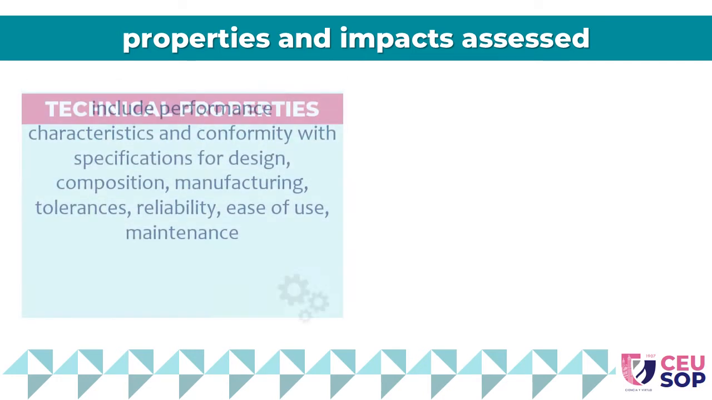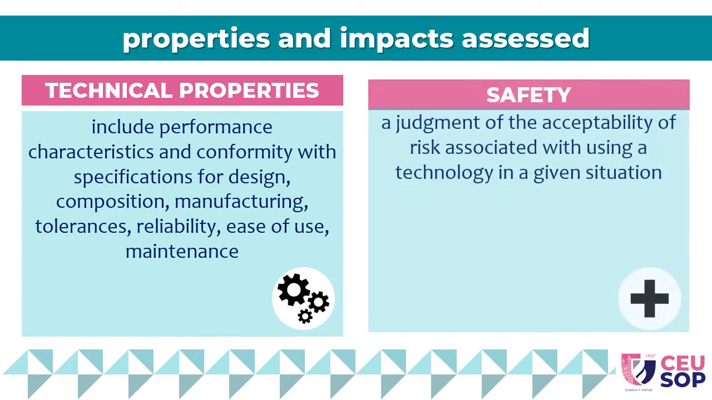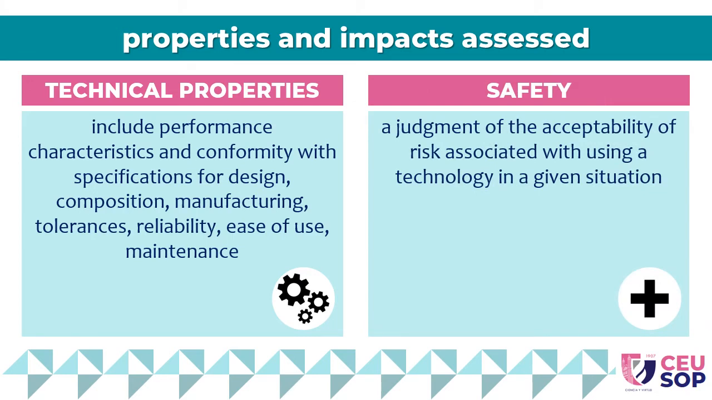Technical properties include performance characteristics and conformity with specifications for design, composition, manufacturing, tolerances, reliability, ease of use, maintenance, etc. Safety is a judgment of the acceptability of risk, which is a measure of the probability of an adverse outcome and its severity, associated with using a technology in a given situation, for example for a patient with a particular health problem, by a clinician with certain training, or in a specified treatment setting.